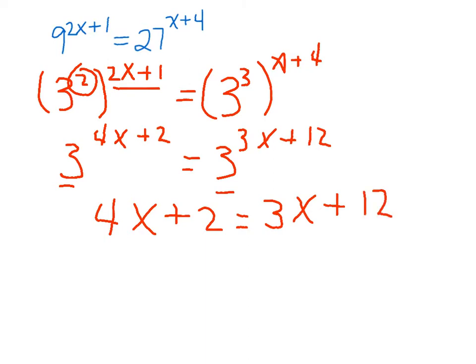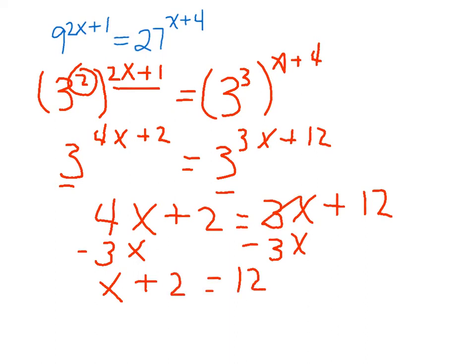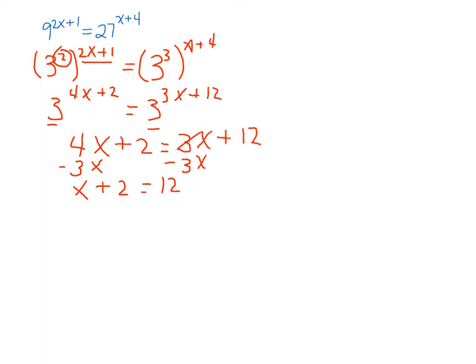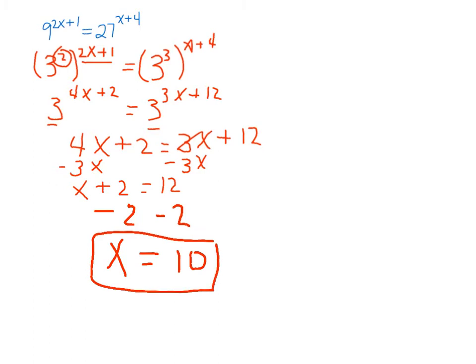And I'm going to work on getting x by itself. So I'll subtract 3x from both sides, and I get plain old x plus 2 equals 12. Then when I subtract 2 from both sides, I get x equals 10 as my answer.